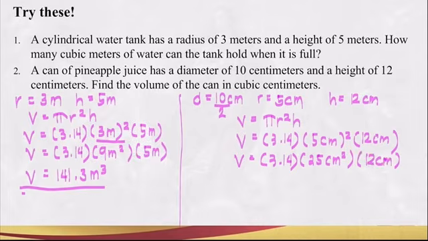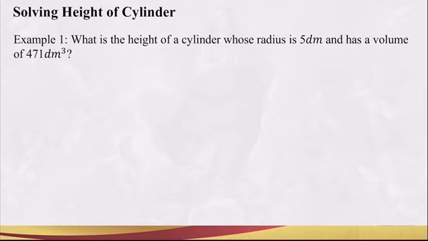Next is, let's multiply these three numbers. 3.14 times 25 times 12, that is equal to 942 cubic centimeter or centimeter cube. So that is how we find the volume of the cylinder. Now let's proceed in solving the height of the cylinder. So this time we already have the volume and also the radius, but we need to find the height. So paano natin isosolve yan? We will just use the same formula. And let's solve it step by step.